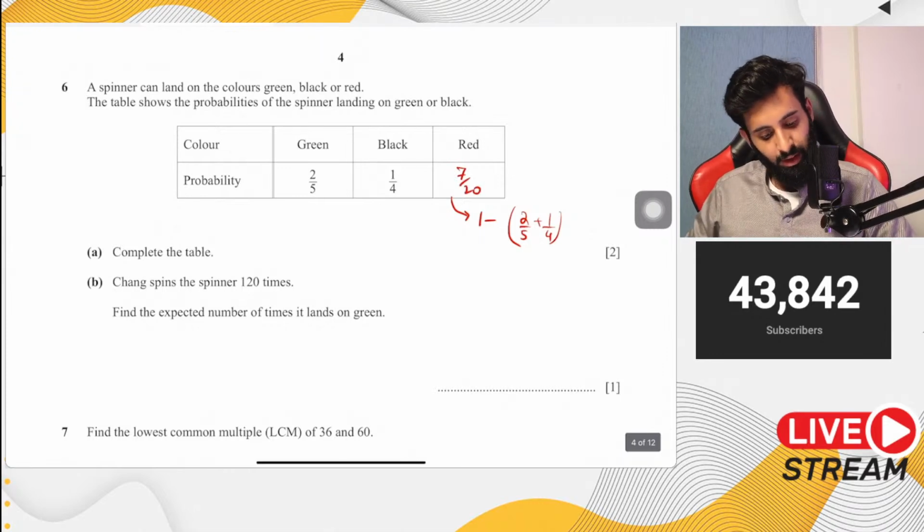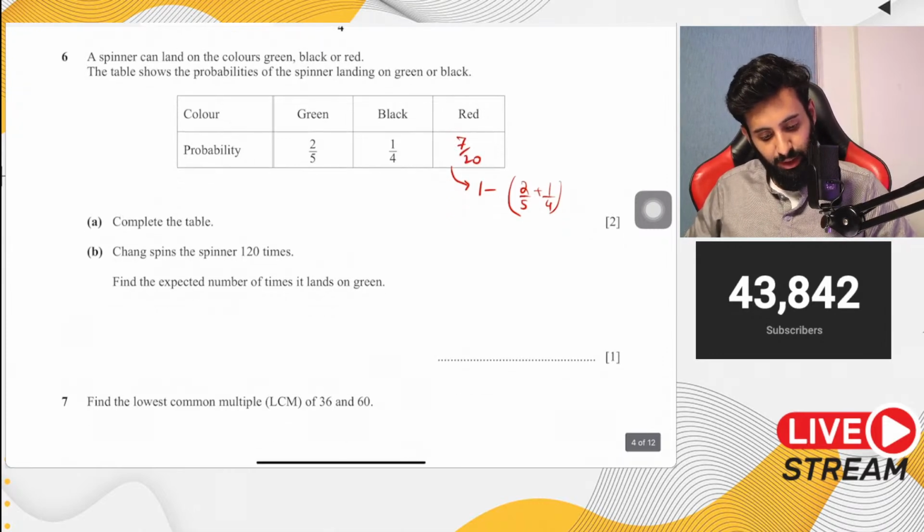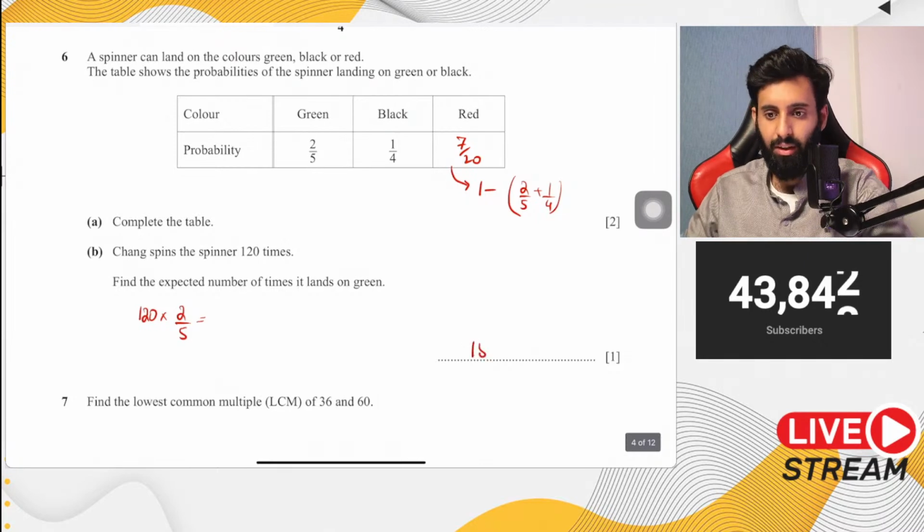Okay. Chang spins the spinner 120 times. Find the expected number of times it lands on green. So 120 multiplied by the probability of green. Okay, so let's do that. 120 into 2 divided by 5. So that's equal to 18.